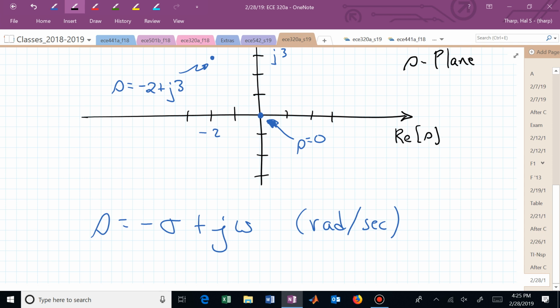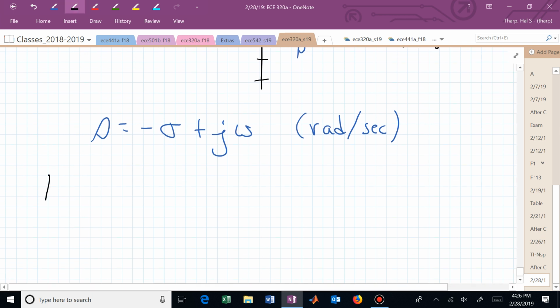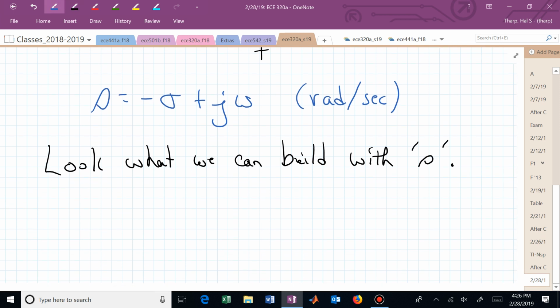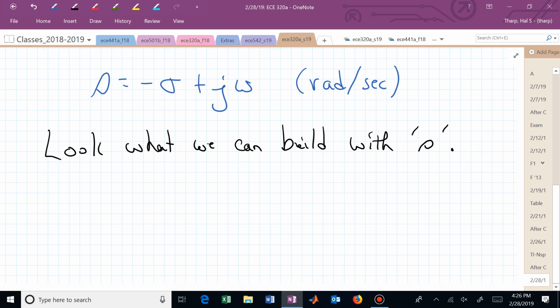I thought he was going to help us understand what this S is. It's a complex number. So let's now see what we can actually build with this piece of machinery, with this complex quantity, with this complex number. Look what we can build with S. Suppose now that somebody puts that S in an exponent. They now say, oh, I now want to look at e to the st.